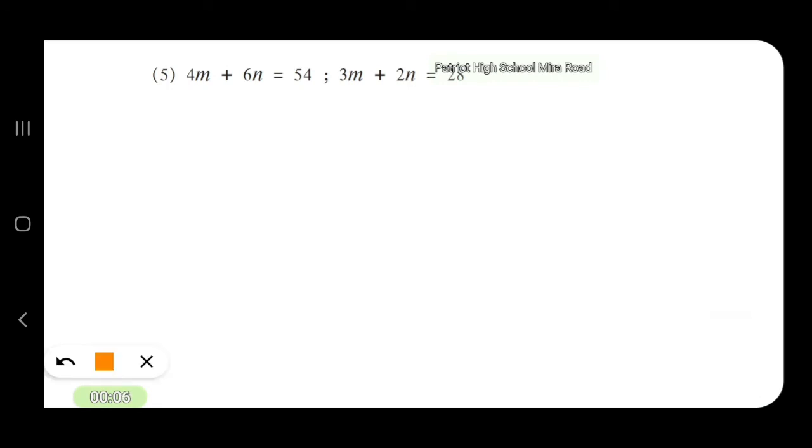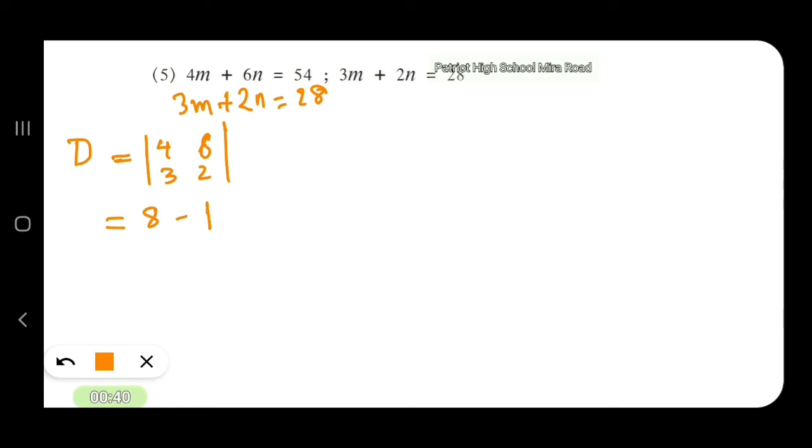We will bring down the second equation over here. So it will be 3m plus 2n is equal to 28. Calculating d, we have the first two columns in the determinant. So it will be 4, 3 and the second column will be 6 and 2. This is 6. 4 2s are 8. Minus 6 3s are 18. So it will be minus 10.